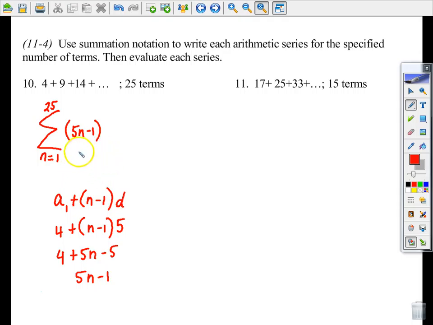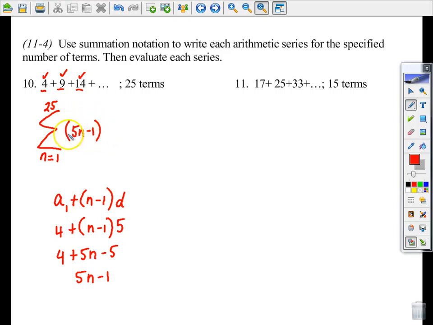Now you can check this yourself just doing some mental math. Let's see if we at least get these first 3 terms that are shown. First of all, if we want to find the first term, let's let n be 1. And if we let n be 1, 5 minus 1 is 4. Okay, that checks. To get the second term, let's let n be 2. 5 times 2 is 10, minus 1 is 9. That checks out. What about the third term? n is 3. 5 times 3 is 15, minus 1 is 14.